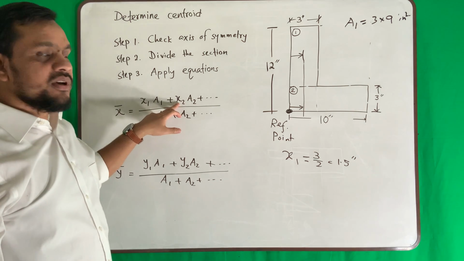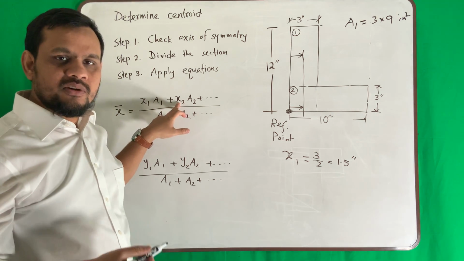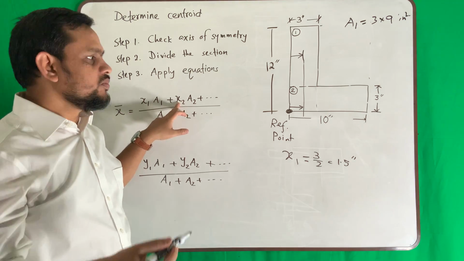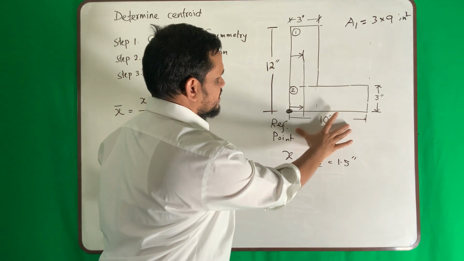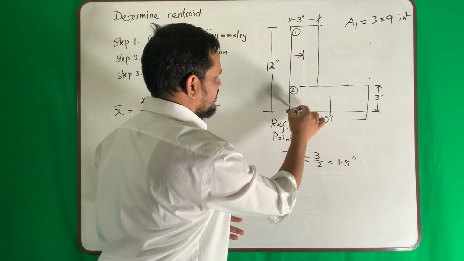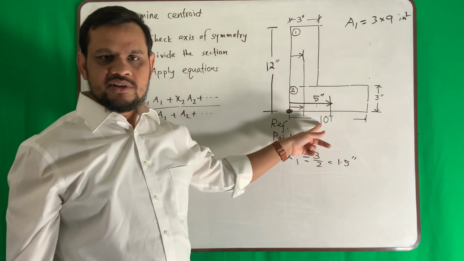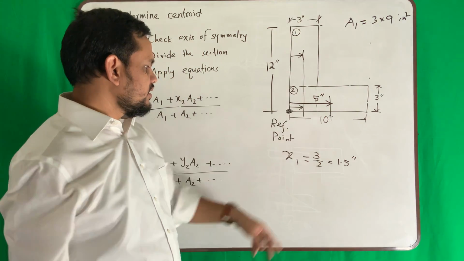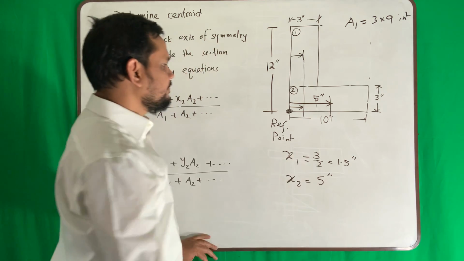So what is x2? The x coordinate of the centroid of section 2. Section 2 is here. What is the centroid of this? So this portion is 10 inch, so centroid here to here will be 5 inch. How do I know? 50% of this, half of this. So x2 I found is 5 inch.